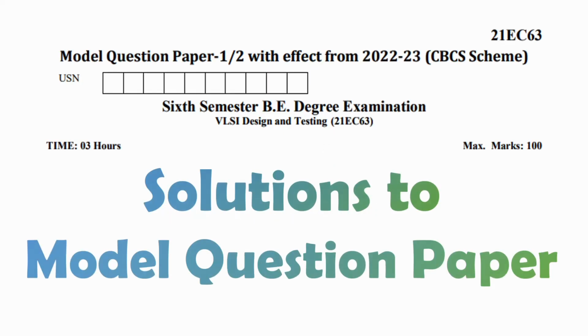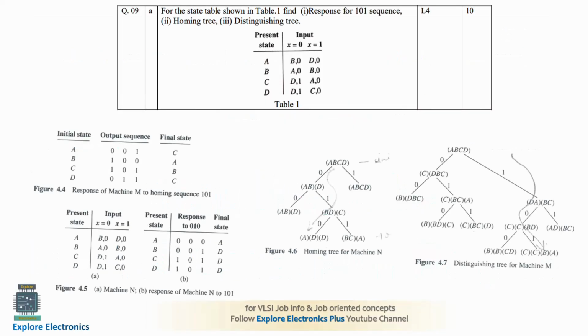Let us look into the last part of the solutions to the model question paper from question number 9. For the state table shown, find the response for the 101 sequence, homing tree and distinguishing tree. Here the present states are given as A, B, C, D, and the input x equal to 0 and x equal to 1 are given, and their outputs are shown.